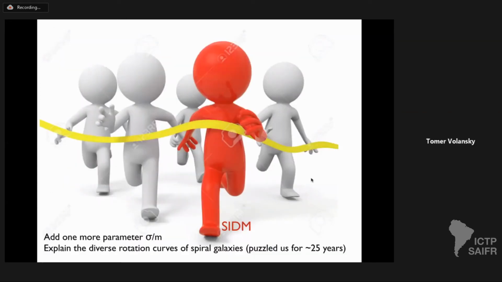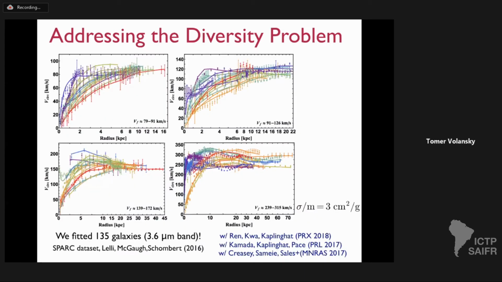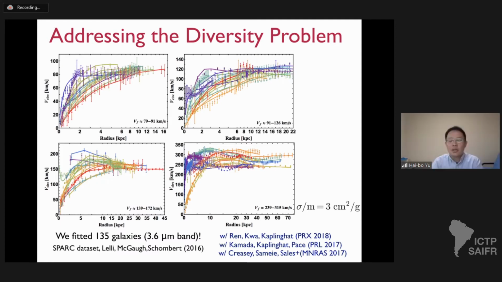Hi, Bob. Sorry, can I just ask? I'm curious, what do you actually fit in those? How predictive is the model for those fits? Because you take the asymptotic velocity as an input, right? Yeah. So we use asymptotic velocity as the input.